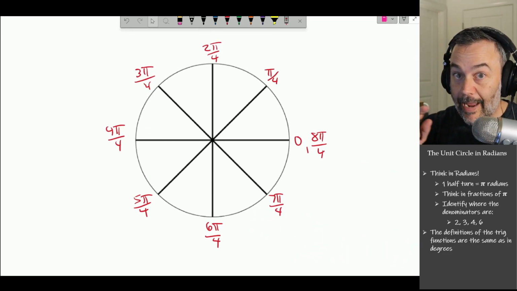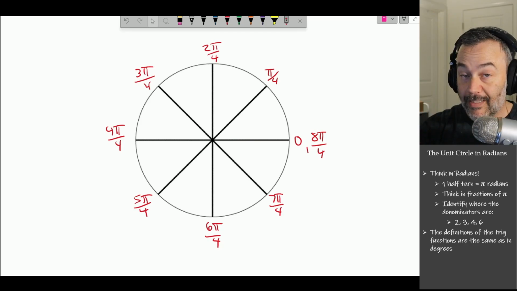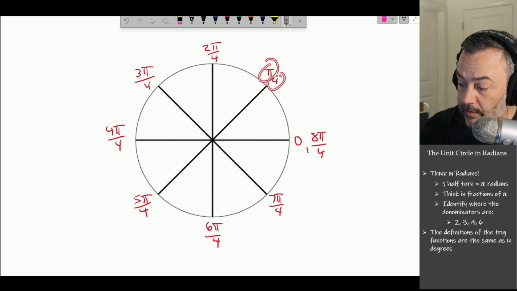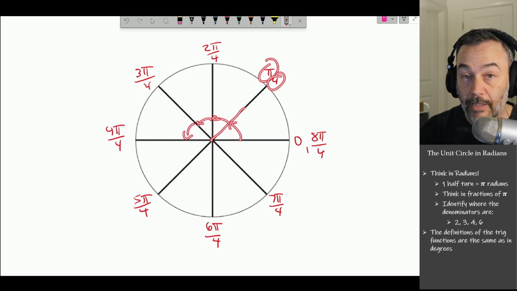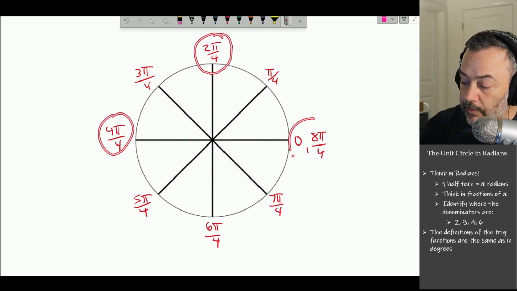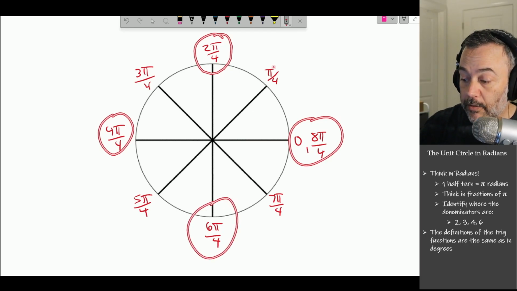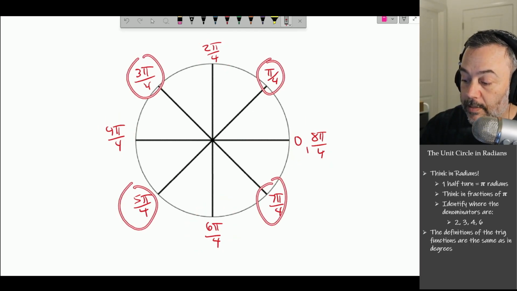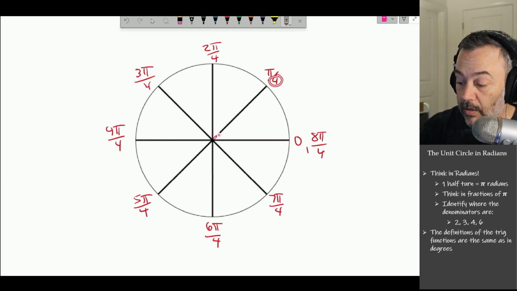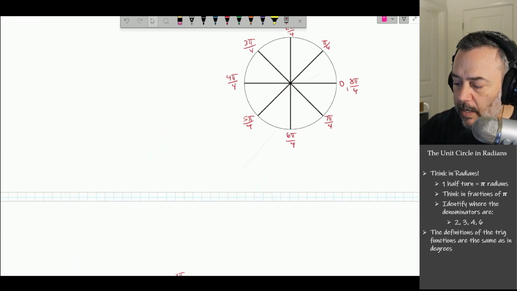If we think in eighths of a circle, 8 pizza slices, then that's the same as 1/4 of a half turn. So we have a half turn is pi, divide by 4, we get this, and we can think in 1 pi over 4, 2 pi over 4, 3 pi over 4, etc. Notice the fractions that reduce, and notice the fractions that don't reduce. The ones that don't reduce all have a denominator of 4. So if you're given an angle that's reduced and the denominator is 4, you know that it lands on one of these diagonal lines. And I think you have the idea.